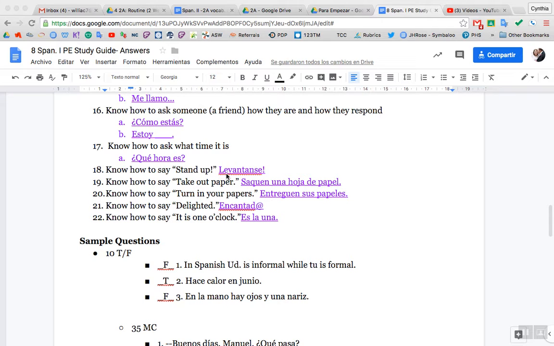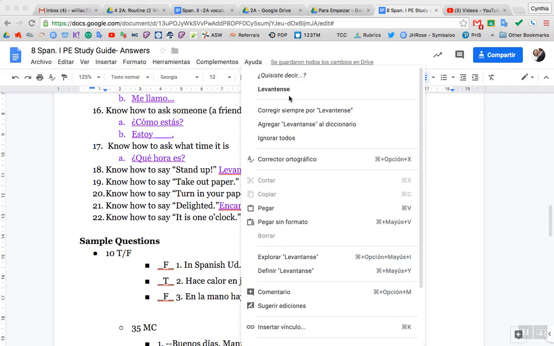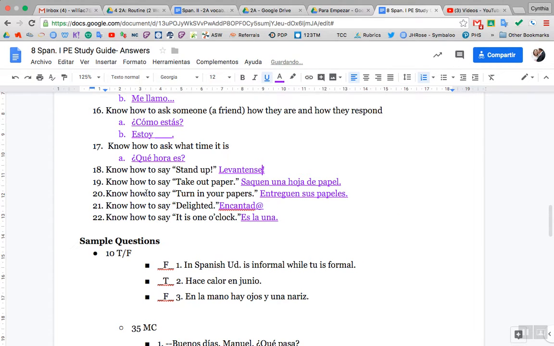18. Stand up is levántense. I think I need an accent there. 19. Take out a sheet of paper. Saquen una hoja de papel. 20. Turn in your papers. Entreguen sus papeles. Know how to say delighted. Encantado or encantada. Remember, an at symbol represents an O or an A in Spanish. And 22. It's 1 o'clock. Es la una. Make sure you have es.